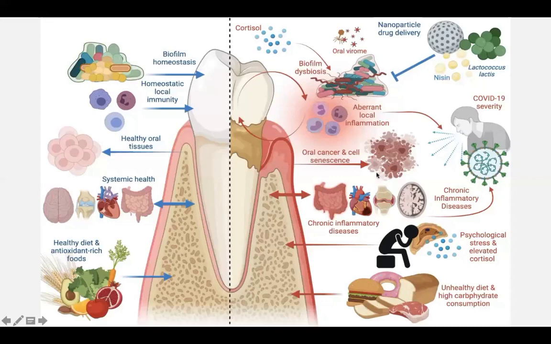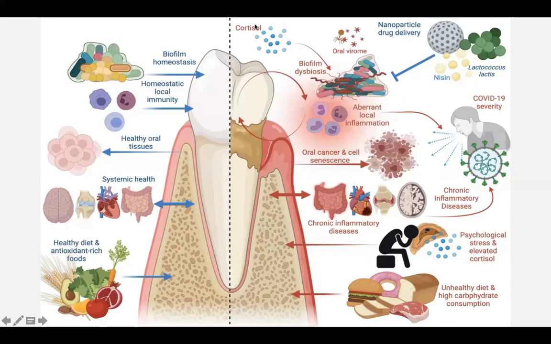And then another homeostatic picture of a diseased and a healthy tissue. In the healthy tissue there is biofilm homeostasis, the healthy bacteria are there, and a homeostatic local immunity community is there. The community of immunity and biofilm bacteria helps the tooth surface, enamel, and dentine keep together and healthy. And then we have healthy oral tissue, the alveolar tissue, the soft tissue, and systemic health is at the point where there is no problem. And then a healthy diet and antioxidant rich foods are there, so this is the healthy part.